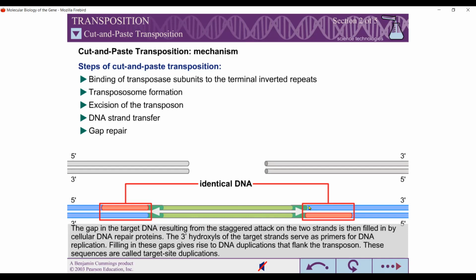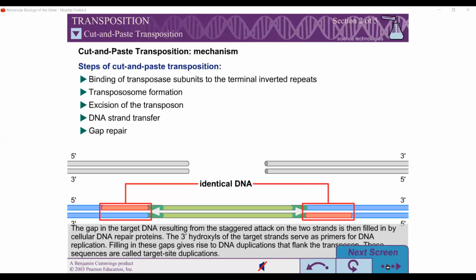So this is basically, in a stepwise manner, how cut and paste transposition occurs. To repeat, first the binding of the transposase subunits to the terminal inverted repeats. Then we saw the transposon formation, excision of the transposon, DNA strand transfer, and then gap repair. So these are the 5 basic steps in which cut and paste transposition occurs. Then you will be looking into the replicative transposition. The replicative transposition is a bit more complex as compared to cut and paste transposition.